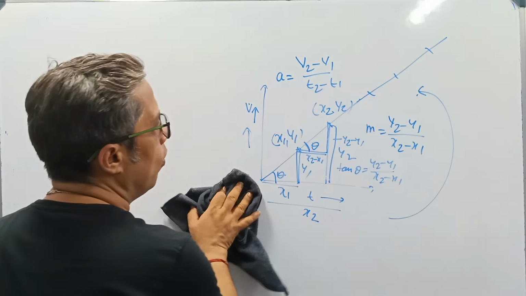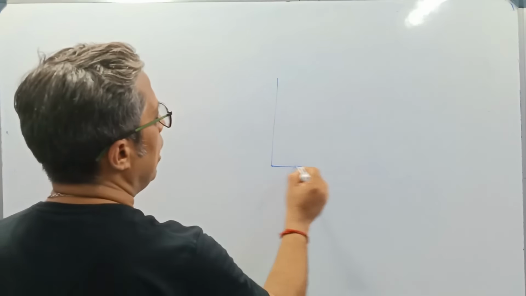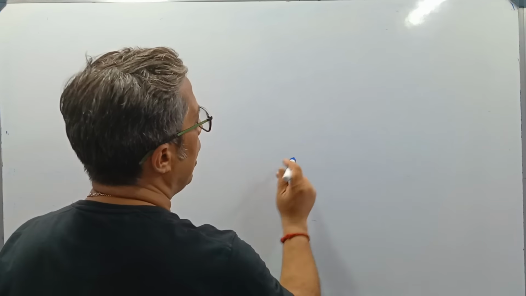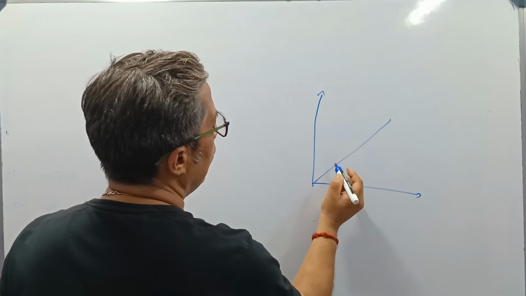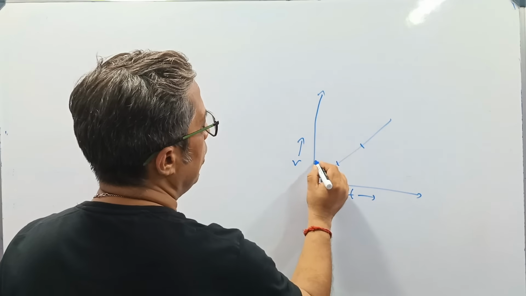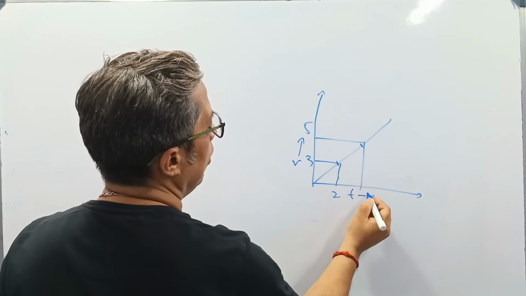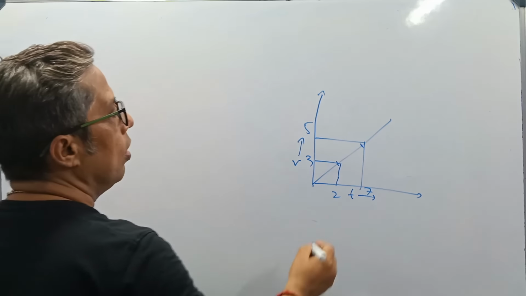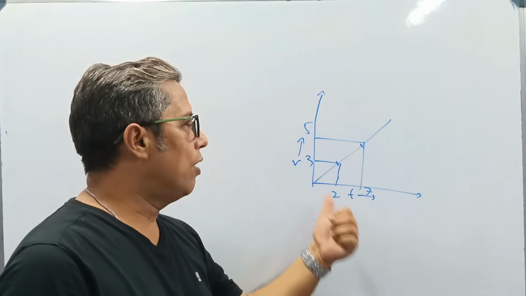Now you will get lots of questions from here. You will get a graph between v and t. They will give this as v and this as t. They will give points, like this is 3, this is 2, this is 5, this is 7. Now they will ask you: what is the acceleration you get from the v-t graph?